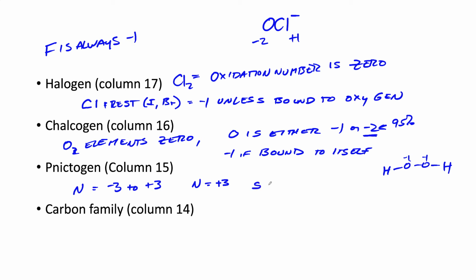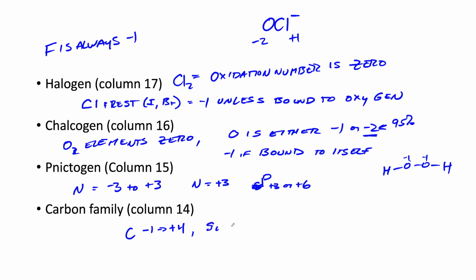Sulfur can range from +3 to +6, depending upon what's bound to it. And the carbon family always, not sulfur, phosphorus. I'm sorry, phosphorus. Sulfur's under chalcogen. This is phosphorus. Carbon family, carbon usually can go from -1 to +4.